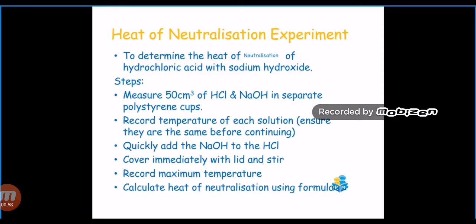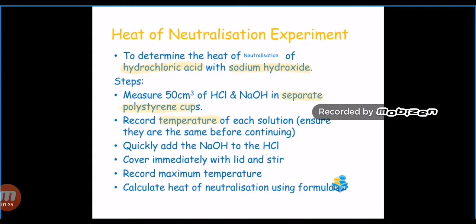One of the most important parts of heat of neutralization on the Leaving Cert chemistry course is the experiment. So the experiment explores determining the heat of neutralization of the reaction between hydrochloric acid and sodium hydroxide. Now, there's certain steps to this experiment, which is the method. So in most cases, you would measure 50 centimeters cubed of hydrochloric acid and sodium hydroxide in separate polystyrene cups. You would record the temperature of each of the solutions, and before continuing any further, you need to ensure that the temperatures are the same.